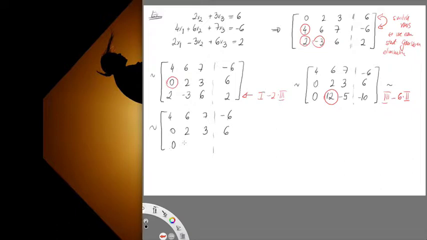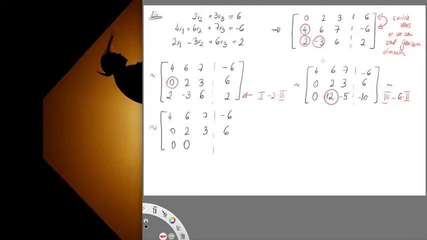So I have a 0 because that's what I wanted to. And why is it important to work with second row and not, for instance, first row? If I work with first row to delete something here, I'm going to reintroduce non-zero here. So I want to work with the row that has a 0 in this position. Does everybody see that? So it's important to work with this row and not with the first one.